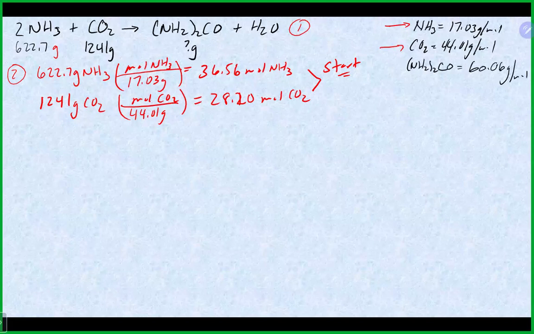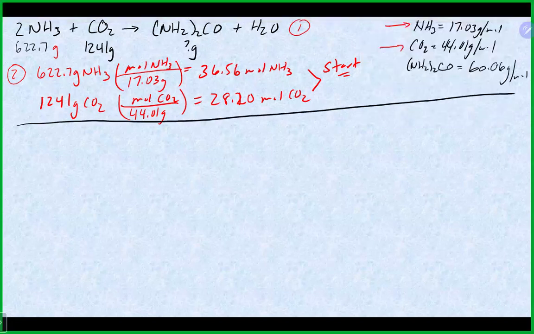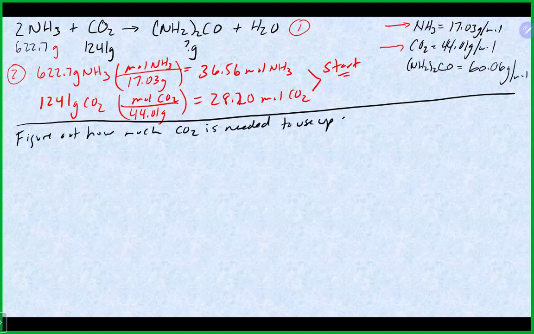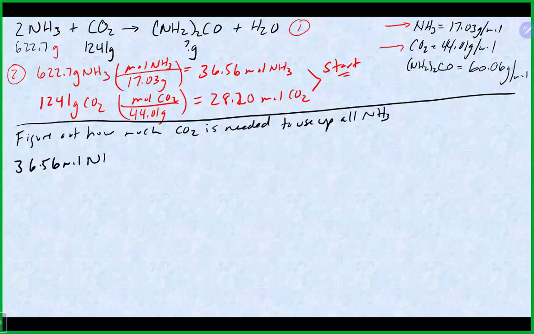So now we know we need to do our limiting reagent. Once again, it does not matter which one you choose if you're doing this method. We're going to choose one to figure out how much of it we need to use up the other. So in this case, I will figure out how much CO2 is needed to use up all the NH3. So again, this is just a very basic stoichiometry calculation. To figure that out, we will start with our NH3, which we want to use up, the starting amount of it. We will then go to the equation and find the relationship between the two reactants.